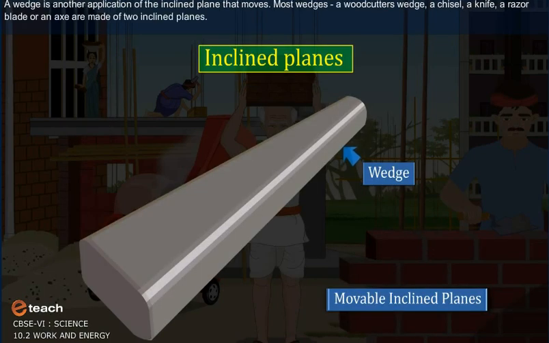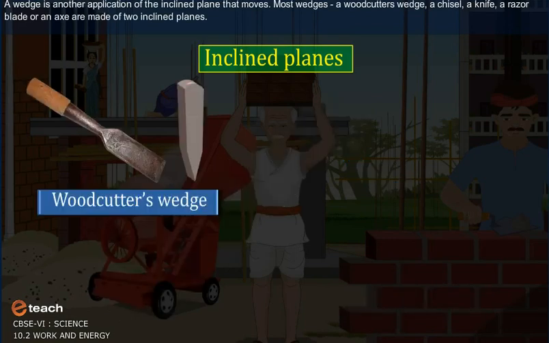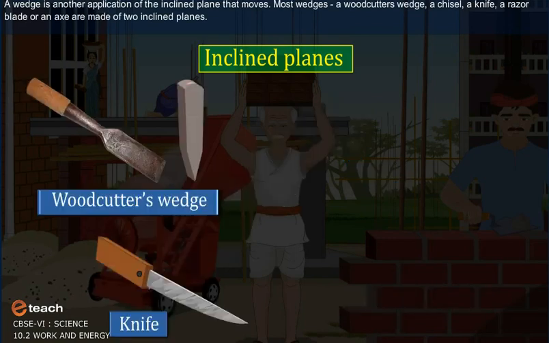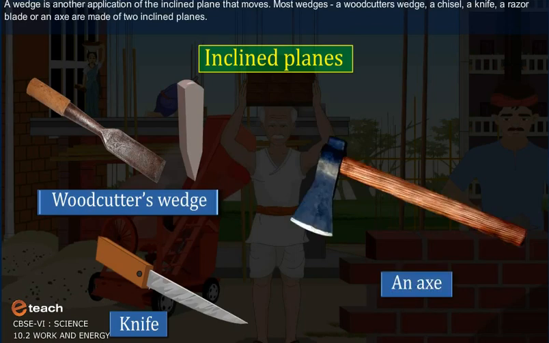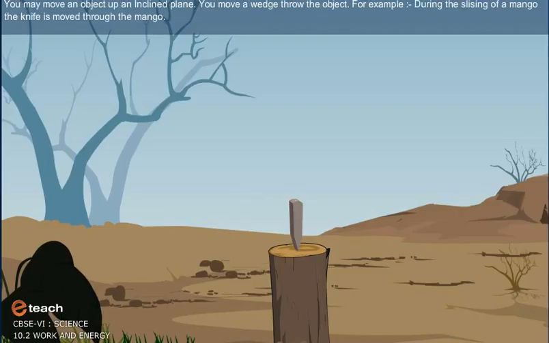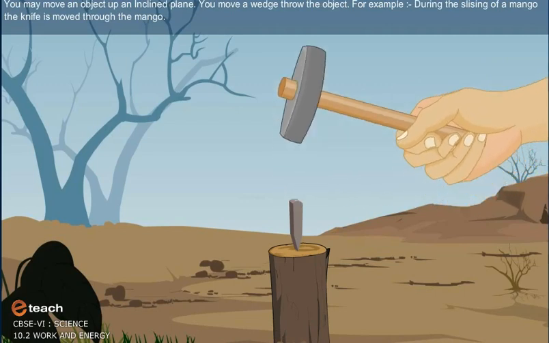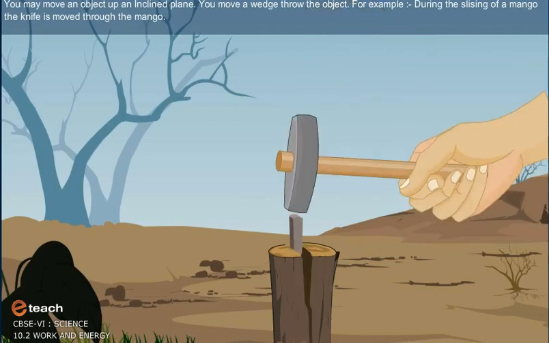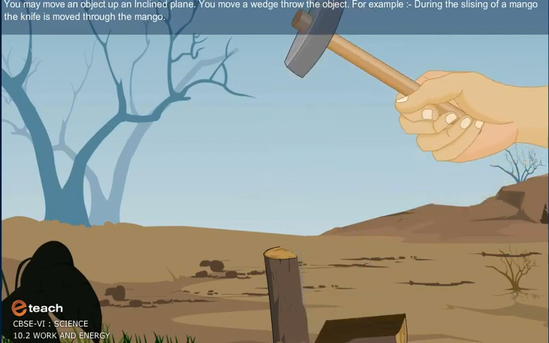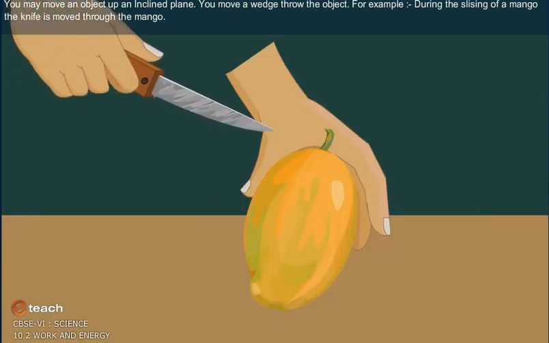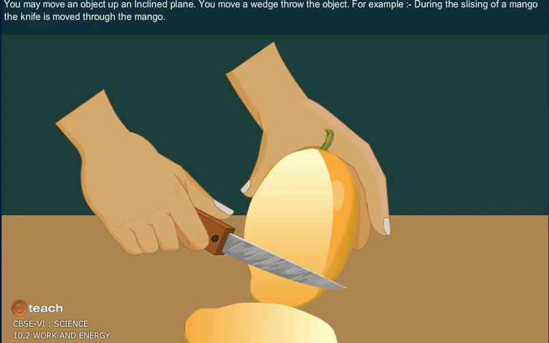A wedge is another application of the inclined plane that moves. Most wedges, a woodcutter's wedge, a chisel, a knife, a razor blade, or an axe, are made of two inclined planes. You may move an object up an inclined plane. You move a wedge through the object. For example, during the slicing of a mango, the knife is moved through the mango.